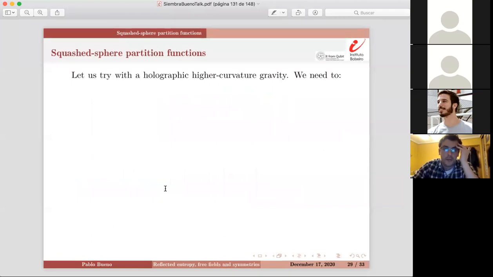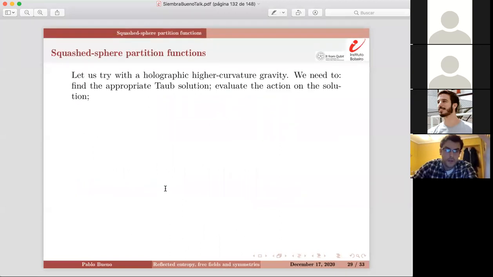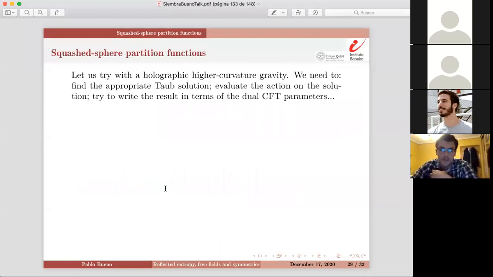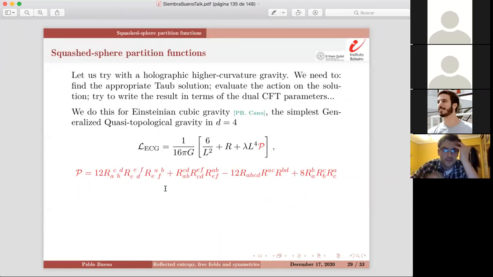But we tried with a different theory. And what we need to do is first find the Taub-NUT solution of the theory. Then we need to evaluate the action on the solution on shell, regularize it properly, and then try to write the result in terms of the dual CFT parameters and see what you get. And well, we did this for Einsteinian cubic gravity, which is the simplest generalized quasi-topological gravity in 4 dimensions. It is Einstein gravity plus something else, which is cubic in the Riemann tensor.